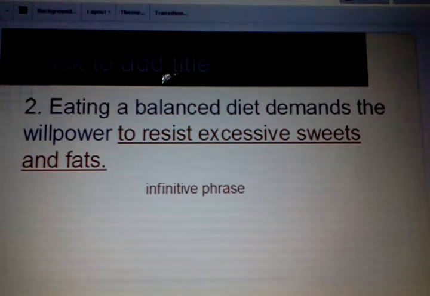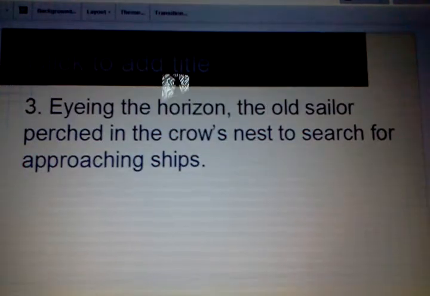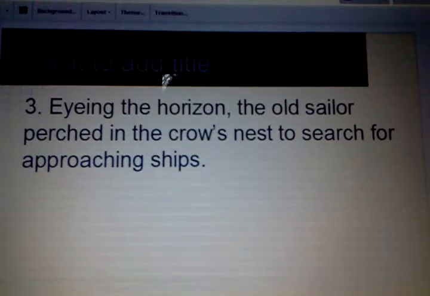The second one I see in number 2 is to resist excessive sweets and fats. And we can clearly see this is an infinitive phrase because it begins with to resist. And then keep the words with it that go with it. To resist excessive sweets and fats. Number 3. Eyeing the horizon, the old sailor perched in the crow's nest to search for approaching ships.